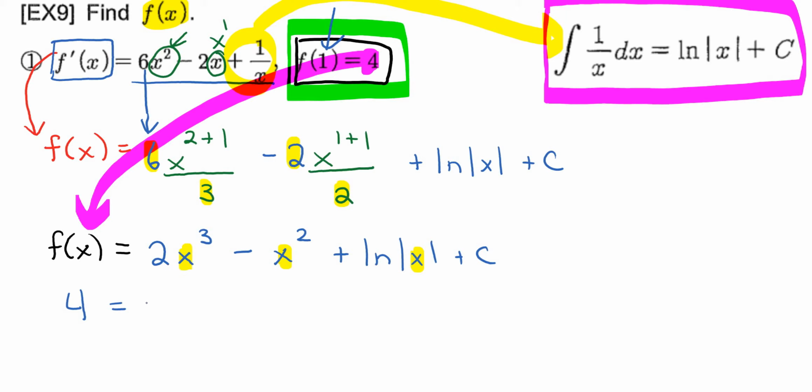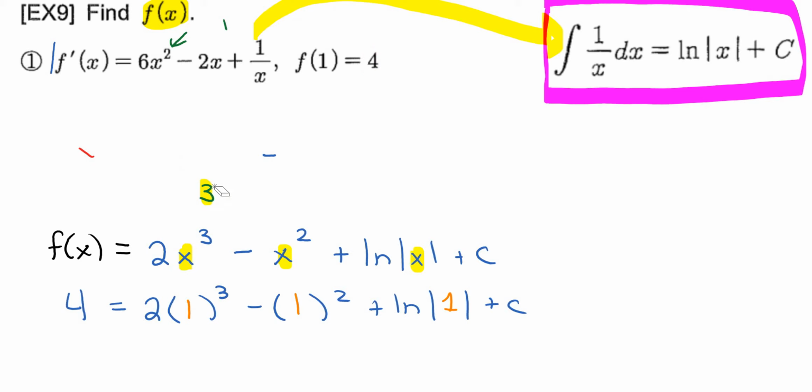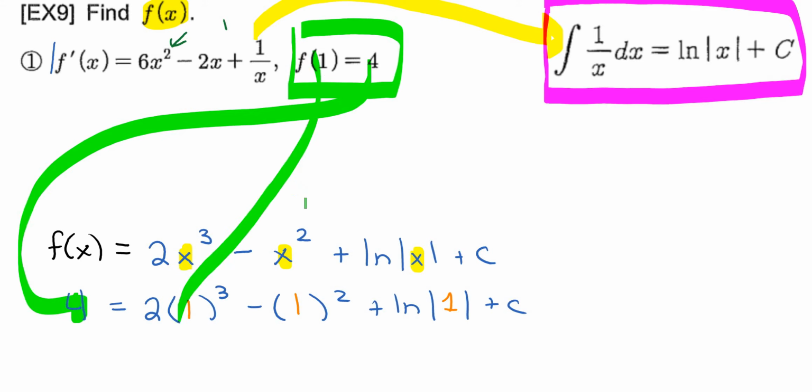In order to do that, this would be 2 times 1 to the power of 3, minus 1 squared, plus ln the absolute value of 1, plus c. So let me just clear all this up here now. There's a lot of colors here, I apologize. What I'm trying to emphasize here is this initial condition. Once you apply that 4 over here and the 1s here, that will allow you to find the value of c at the very end.